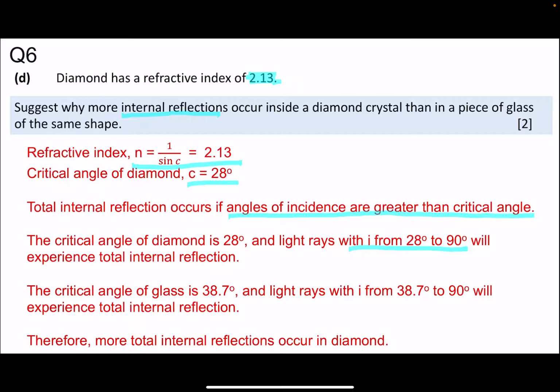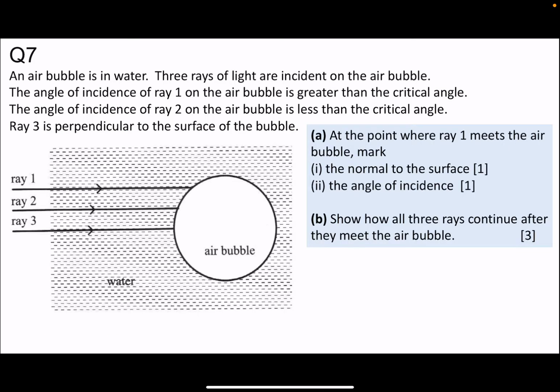So for diamond, any light rays with angles I from 28 to 90 degrees will experience total internal reflection. But for glass, which we calculated earlier, any light rays with I from 38.7 to 90 degrees will experience total internal reflection. So as such, there will be more total internal reflections occurring in diamond. And that's why diamonds are so sparkly. Let's look at question 7.